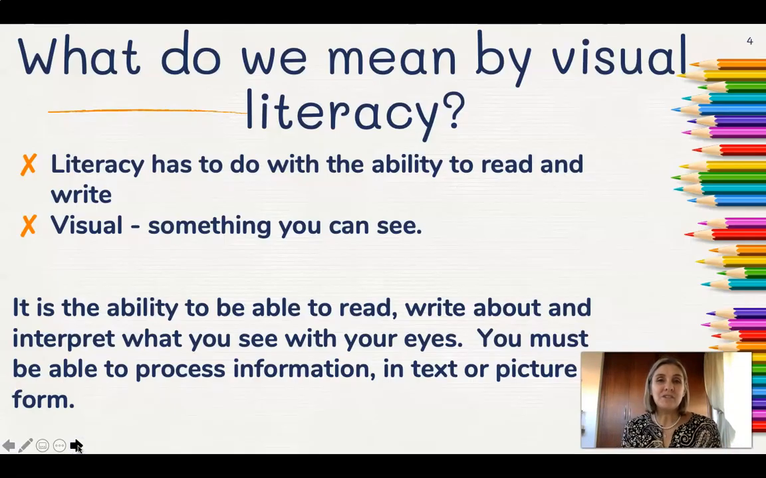So what do we mean by visual literacy? So let's take those two words apart. So what does visual mean and what does literacy mean? So literacy has to do with the ability to read and write, and visual has to do with what you see. And so if we put them together, we're talking about the ability to read, write about, and interpret what you see with your eyes. You must be able to process information, not just in a text or a passage, but in the things that you see in picture form.